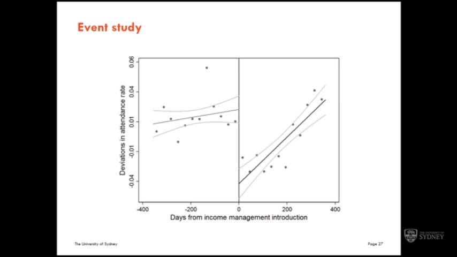What you see here is for all communities, we have 73. Here's where income management was introduced. This is the school attendance, in daily data on the horizontal axis, and these are the deviations in school attendance rate from day 365 minus, so a year before basically. This is 1 year, this is 1 year. And you see that there were no particular trends before in each of these communities.